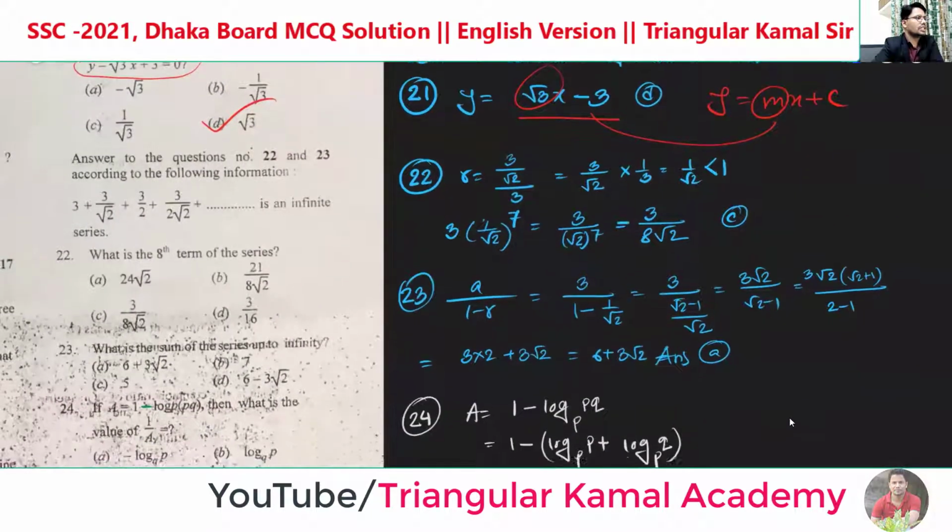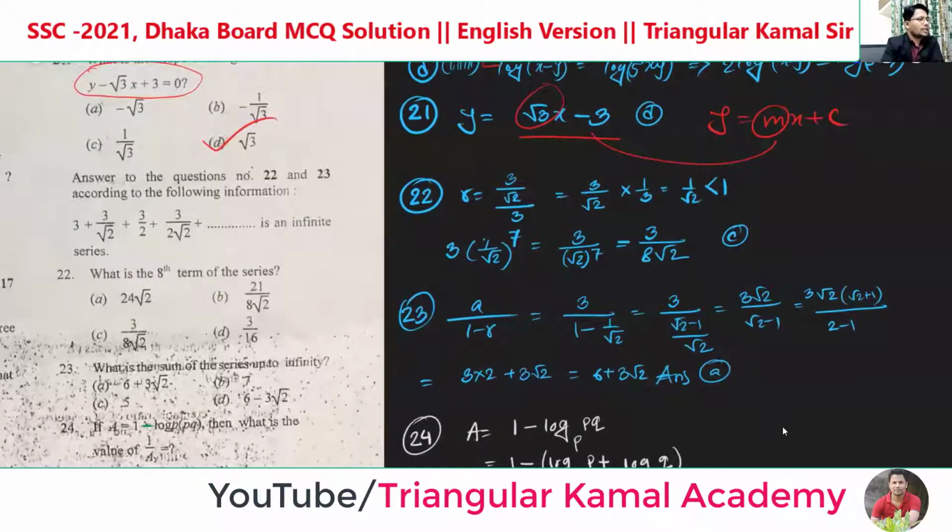Okay, this is the 23 and 24. What is the eighth term? There is a sequence, this series is given here. What is the eighth term of the series? So here the common ratio and the first term are given. Now eighth term means AR to the power 8 minus 1, that means AR to the power 7. A is given and R is 1 by root over 2, to the power 7. Doing the calculation, we will get here 3 by 8 root over 2. So this is 3 by 8 root over 2.